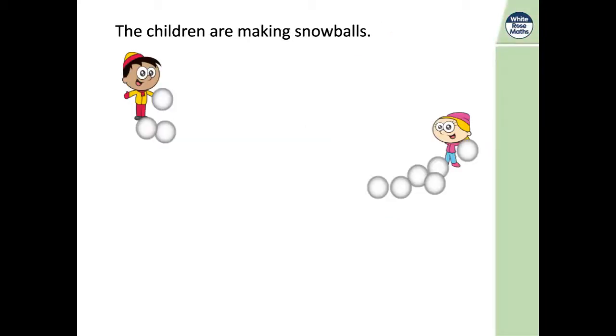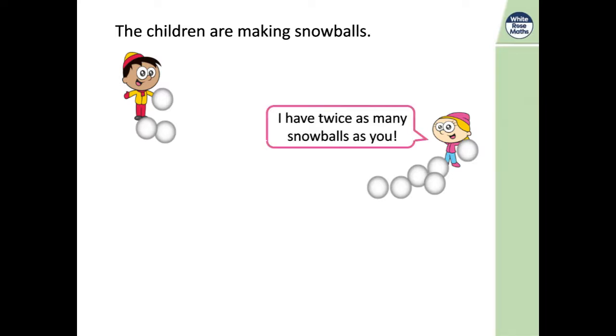Okay, so these children are making snowballs. They're obviously not around here with all the rain. Okay, so one of them has 3, and count how many the girl has as well. So I have twice as many snowballs as you. Do you agree with Eva? So count how many each one has. Eva said she has twice as many snowballs.